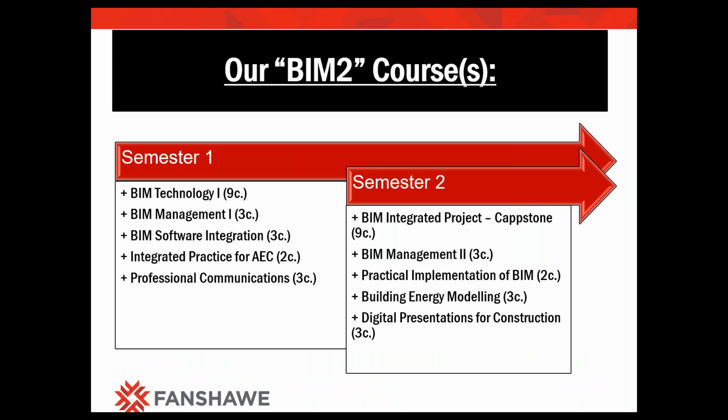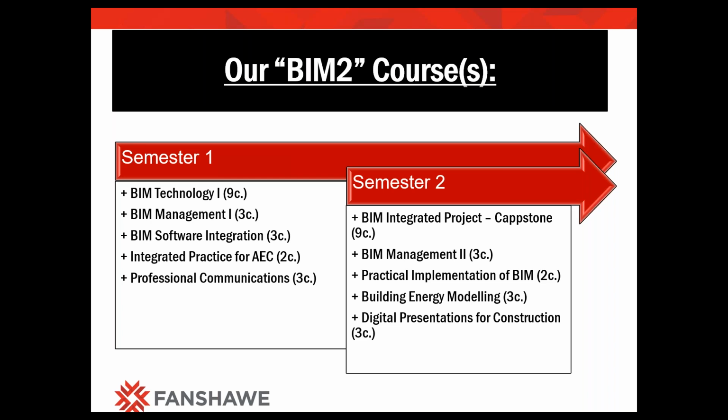Taking a quick look at our program, two semesters. Semester 1, you'll have about 20 credits that you have to accomplish. And for Fanshawe College, usually one hour equals a credit. So that gives you a rough idea of what the course contributions for hours are. We've got BIM Technology 1, BIM Management 1, BIM Software Integration, a course called Integrated Practice for AE and C. Of course, AE and C stands for Architecture, Engineering, and Construction. And then we'll have a professional communications course as well that goes to assist us with developing the course content, curriculum, projects, assignments of the program.